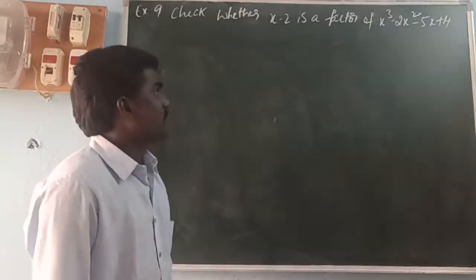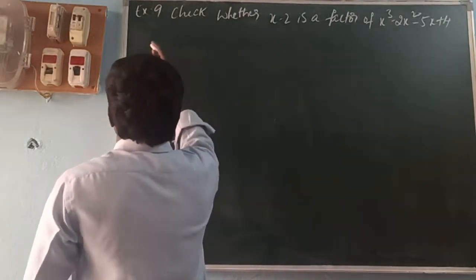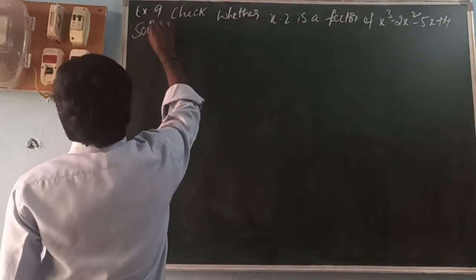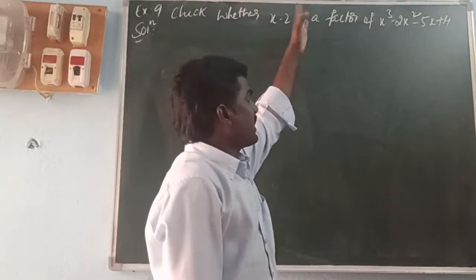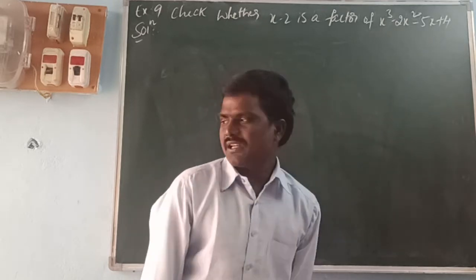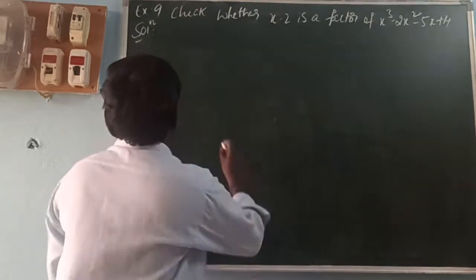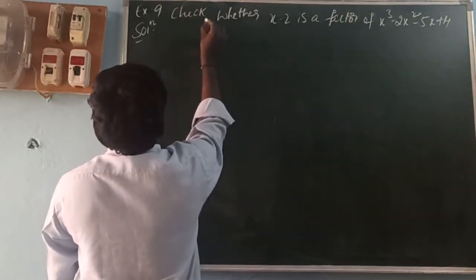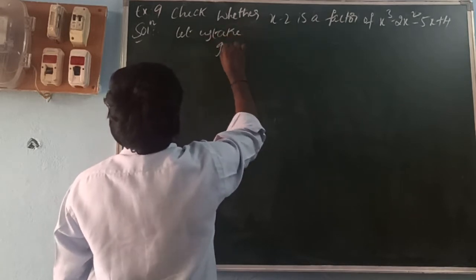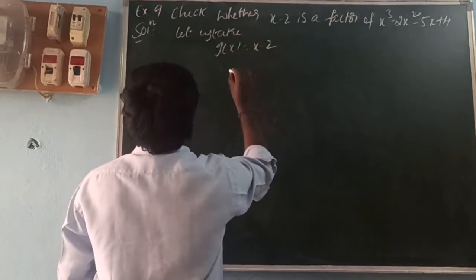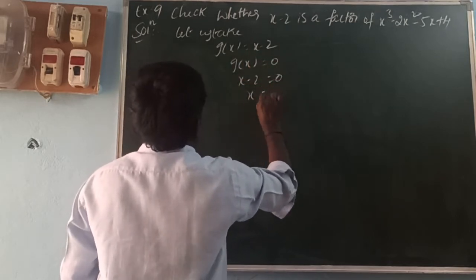Check whether x minus 2 is a factor of x cube minus 2x square minus 5x plus 4. How? First find the 0 of x minus 2. After finding the 0 of x minus 2, we substitute that 0 in the given polynomial. If the polynomial value becomes 0, then x minus 2 is a factor. Let us take g of x is equal to x minus 2. So g of x is equal to 0, x minus 2 is equal to 0, x is equal to 2.